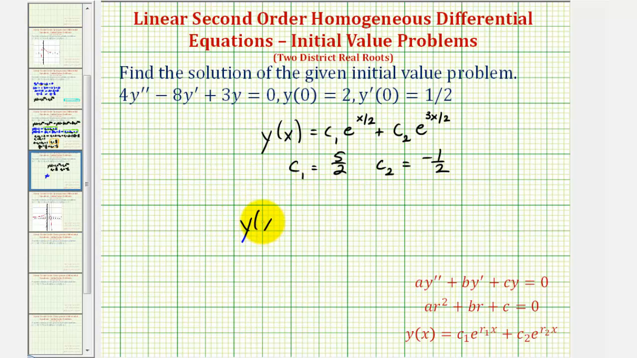Our solution is y of x equals 5/2 e to the power of x divided by 2. And since c sub 2 is negative 1/2, we'll have minus 1/2 times e raised to the power of 3x divided by 2.